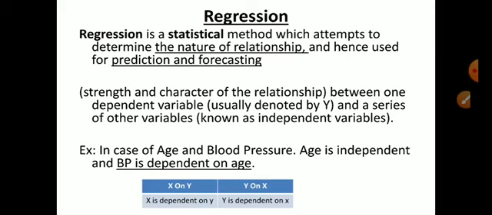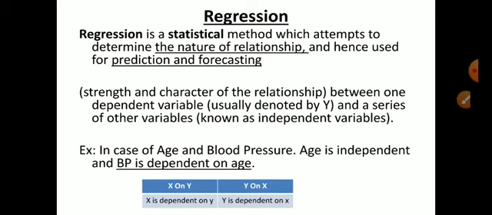Regression is a statistical method which attempts to determine the nature of relationship. This is very important. Finding the nature of relationship means we are going to get the equations x on y and y on x. In order to find the x values, we have to find the x on y equation, and if you want to find y, we have to find the y on x equation. In x on y equation, x is dependent and y is the independent variable.